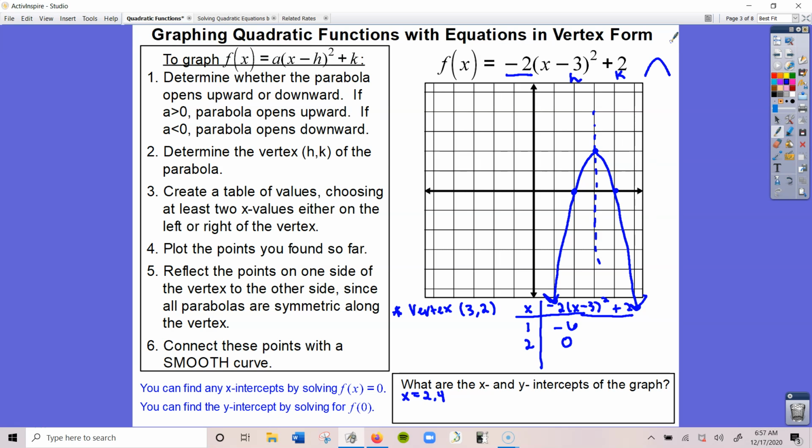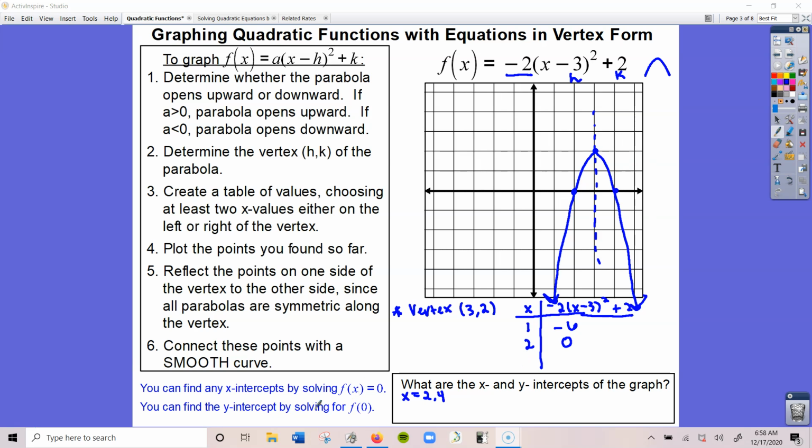equals 0. Now to find the y-intercept of the graph, I can't see it on my graph. That means that it is off of what I have here. So it's obviously going to be somewhere down here if it continues. So I'm going to have to find this one algebraically.